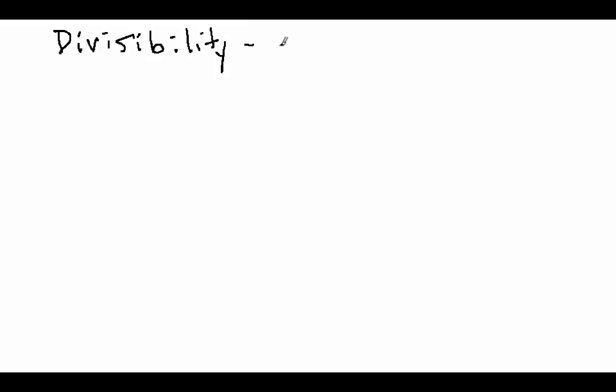So we want to continue our discussion here, and the main topic that we want to cover here is this notion of what's called divisibility. Very simple idea. And we're going to restrict ourselves. We're concerned with integers here. That's it.